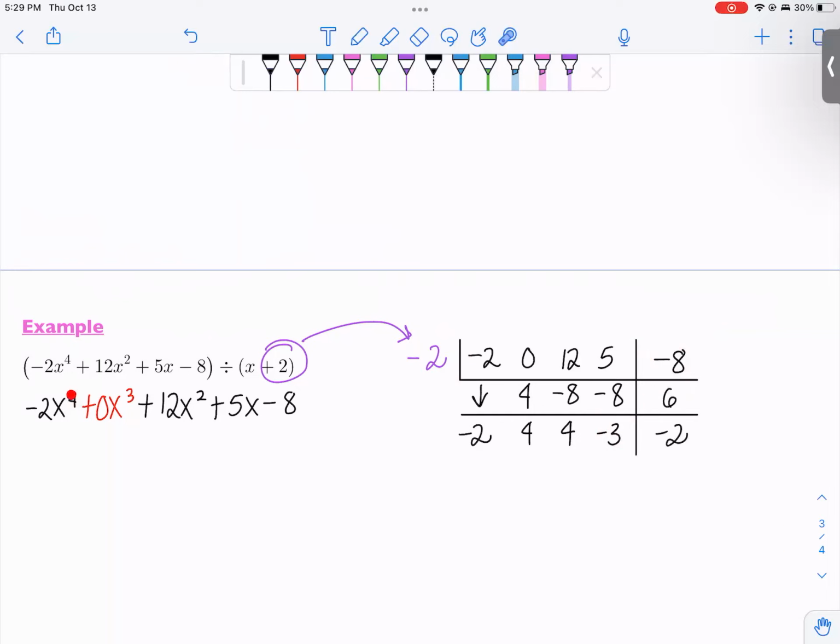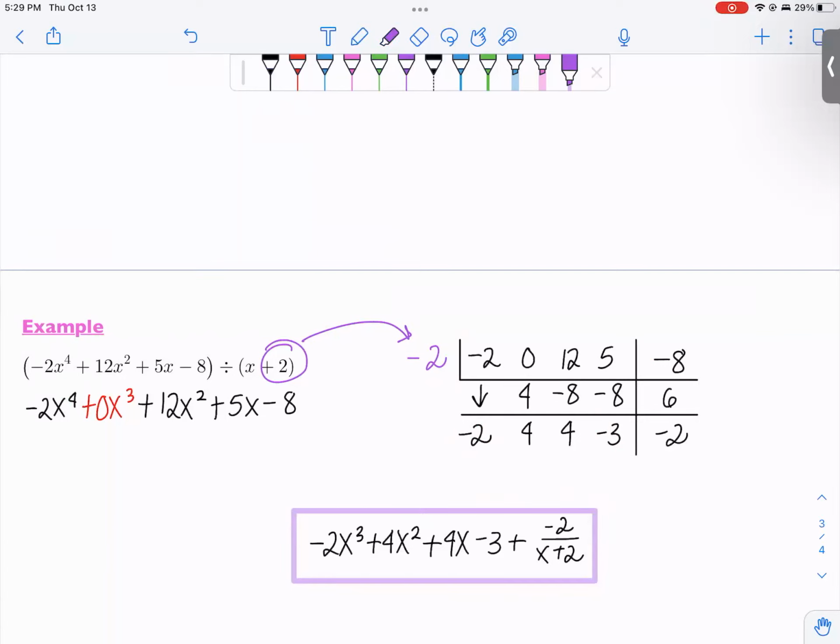We started with degree 4, so that means negative 2 is the coefficient on x cubed, one degree less. Plus 4x squared plus 4x minus 3, plus negative 2 divided by x plus 2. Bam!